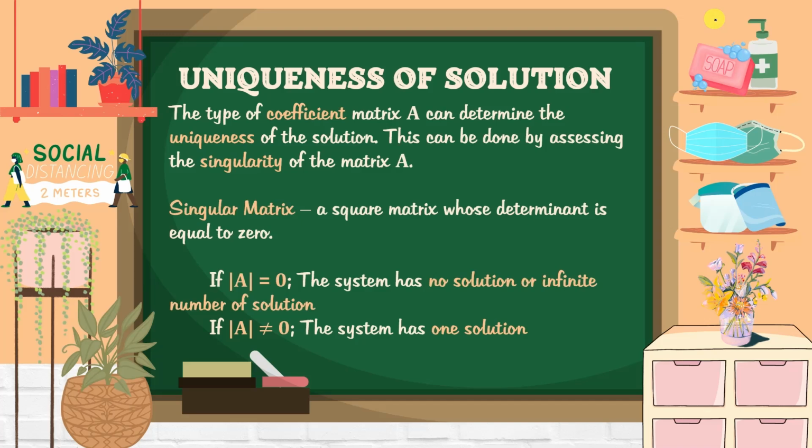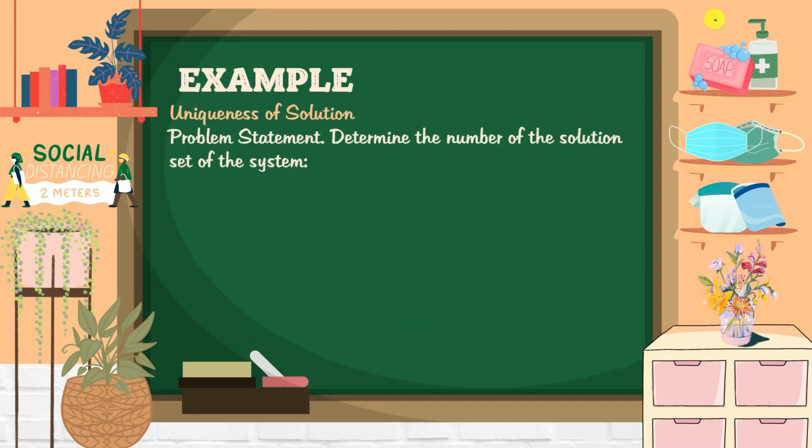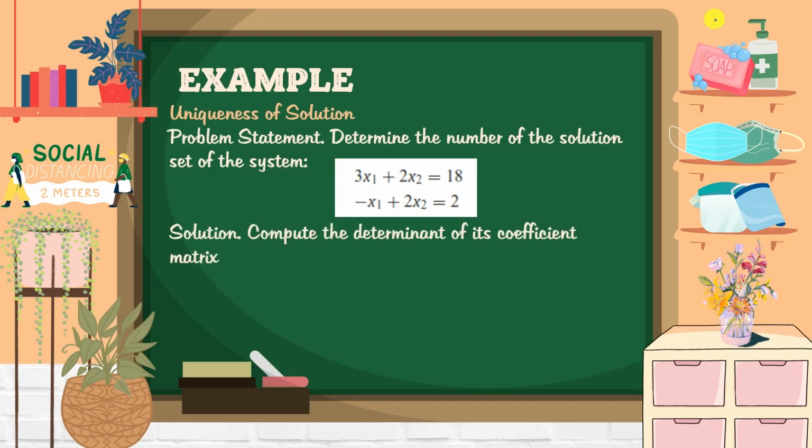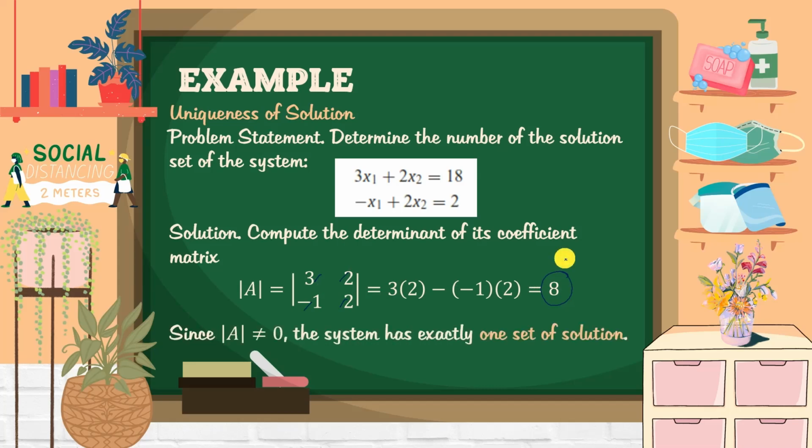So let's have an example for the uniqueness of solutions. Problem statement: determine the number of solution sets of the given system. We have here the same given equations as in our graphical method. For the solution, compute the determinant of its coefficient matrix. This is simply the difference of the product of 2 and 3 and the product of negative 1 and 2, so we will have the result equal to 8. Since the determinant of matrix A is not equal to 0, the system has exactly one solution set.